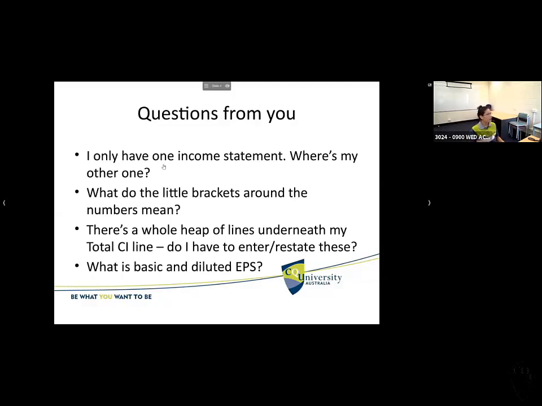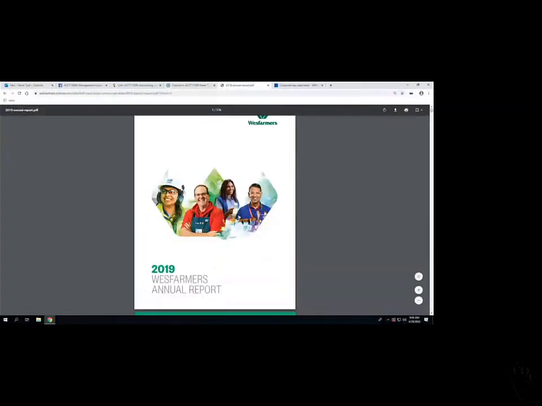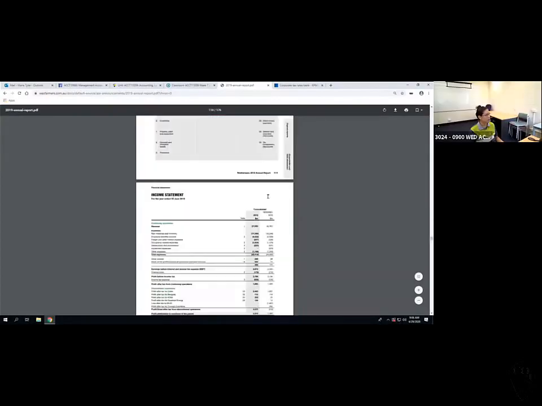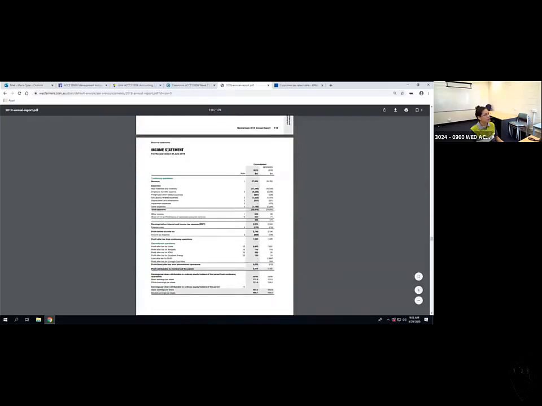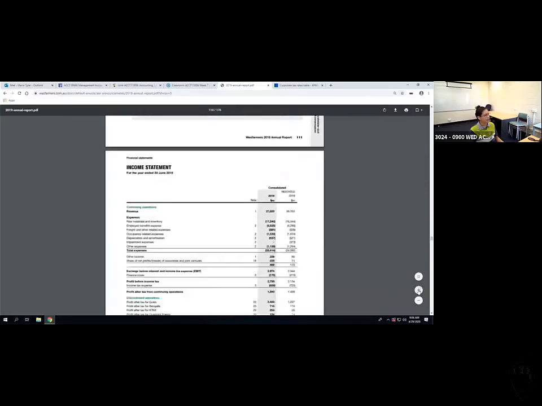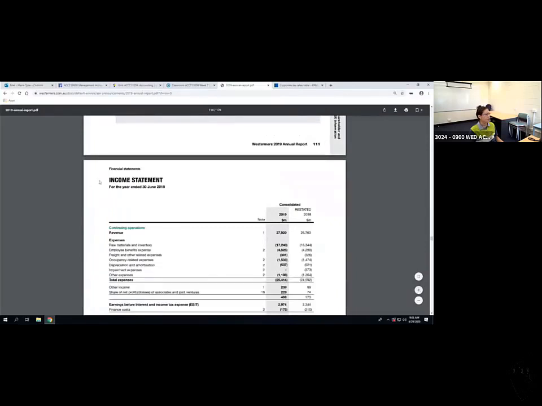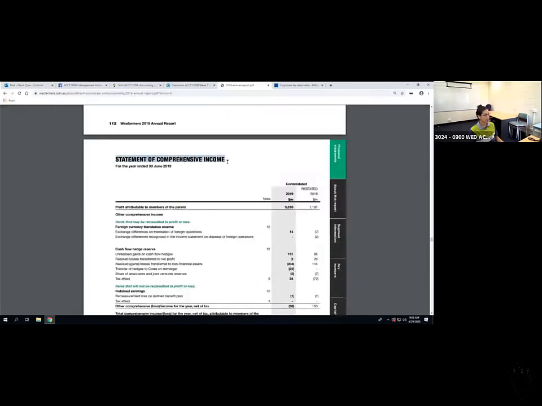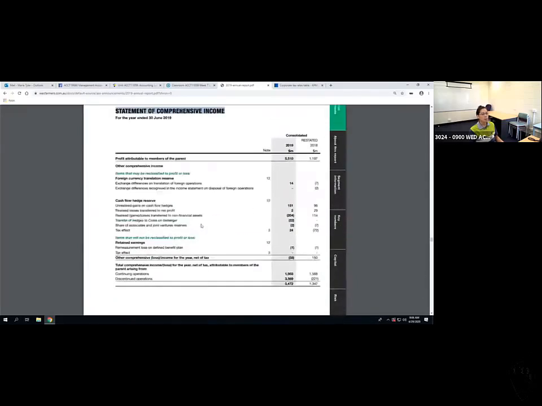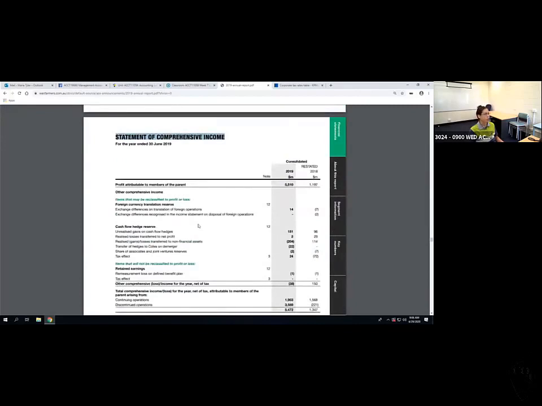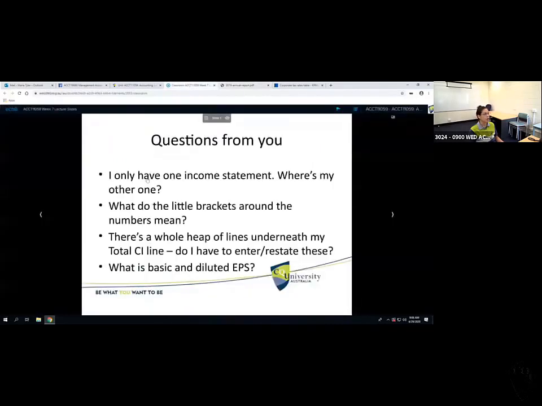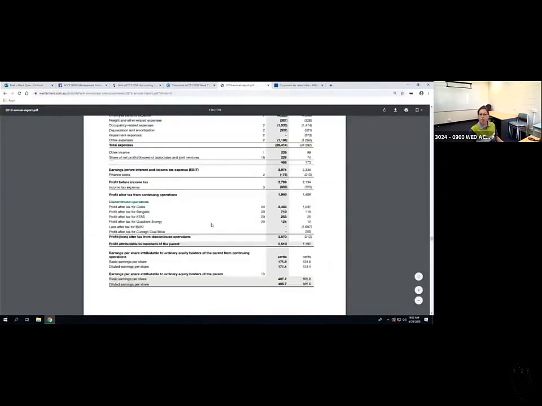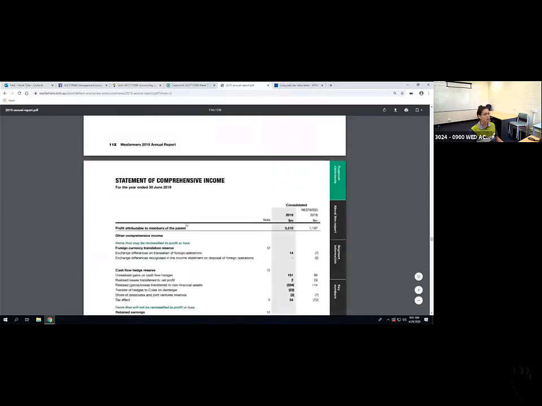So when I showed you Wesfarmers, I'll just pull up the most recent Wesfarmers annual report. Let's scroll down till we find, there we are, the financial statements. So you'll see Wesfarmers has two separate statements. They have an income statement, and then they have a statement of comprehensive income, okay? Now, not all of your companies will have two statements, and that was what the question was asking. They were saying, I only have one, so where's my other one? Your Wesfarmers one has two. If your company only has one, that just means they've combined those two statements into one.